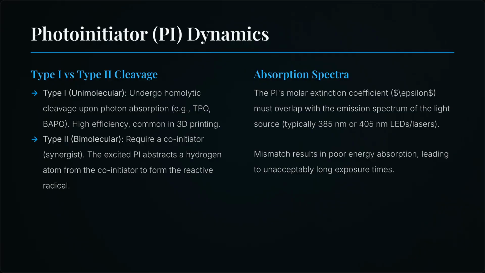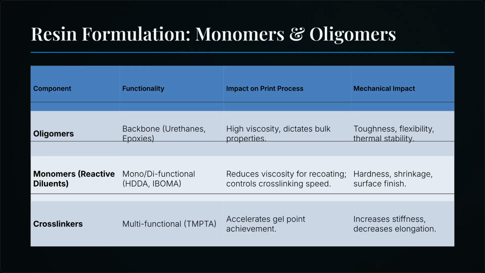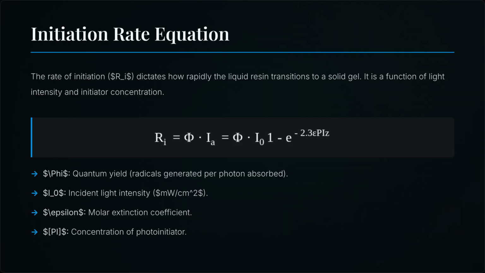Type 1 initiators undergo cleavage upon absorbing light, while Type 2 require a co-initiator. Matching their absorption spectra to the light source is critical. Resin formulations consist of oligomers for structural properties, monomers to adjust viscosity, and crosslinkers that dictate stiffness. The initiation rate equation highlights how light intensity and initiator concentration determine the speed at which liquid resin solidifies.